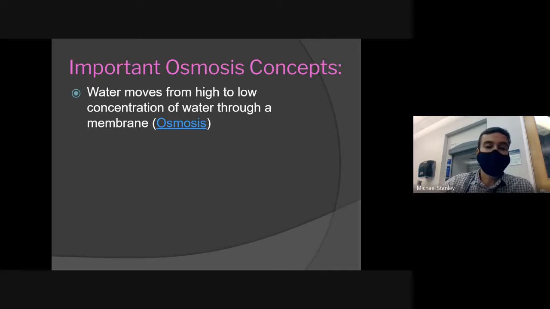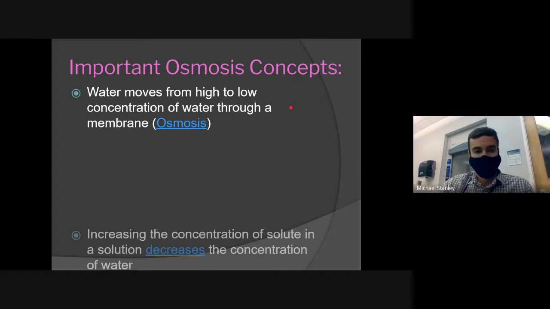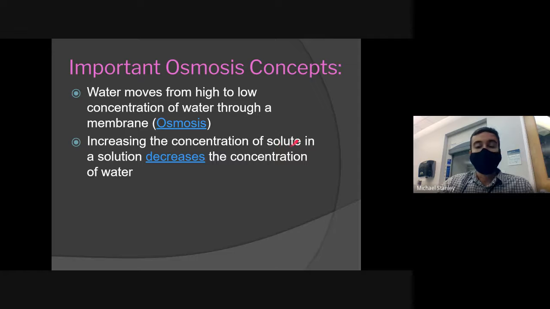So water moves from a high to a low concentration. If it's 70% inside the cell and 50% outside the cell, it's going to move from in to out. The more solute that you have, the less water that you have. So the higher your percentage of solute, like salt and sugar, the lower percentage of water, right? If you have 10% solute, that means you could have 90% water. If you bump that up to 50% solute, that means you can only have 50% water.